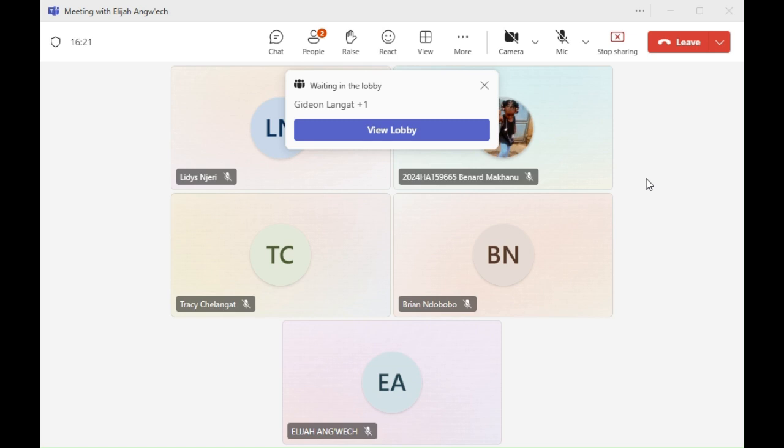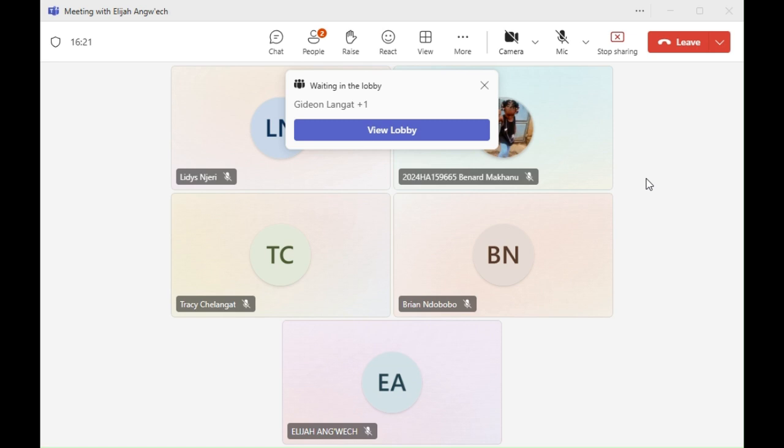My name is Elijah Nwech, and today we want to look at aldehydes and ketones. That is the title, or what we will basically look at today. So we will look at the definition of aldehydes and that of ketones.